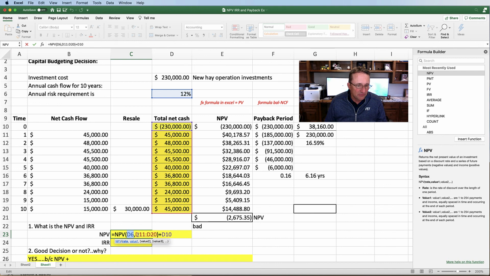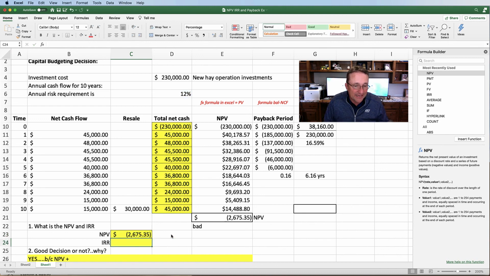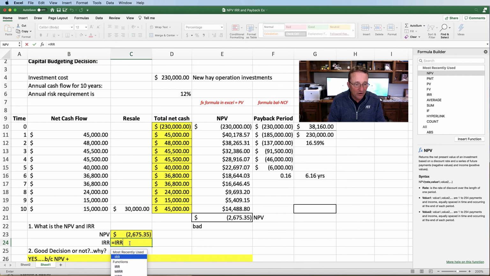So once again, it's the rate. It's all the year 1 through whatever. That's the case, it's 10 years. And then you add back what you got to pay out up front. And that comes out to be negative and it's a bad investment. And that's what that's showing you. Now there's another term called internal rate of return. And that is going to be another formula. In fact, you can do IRR.